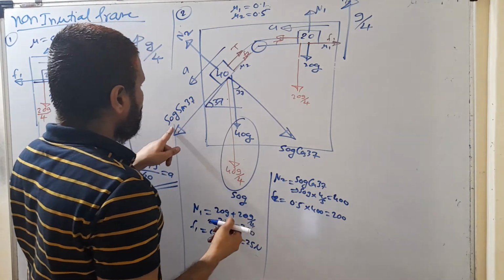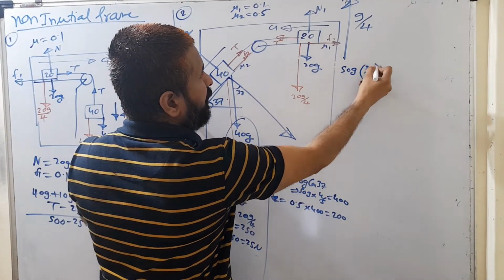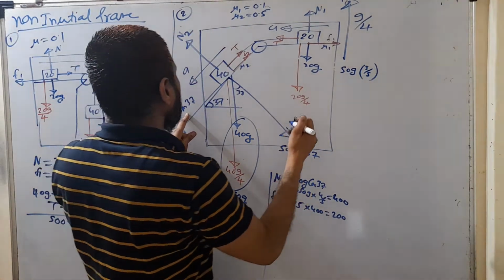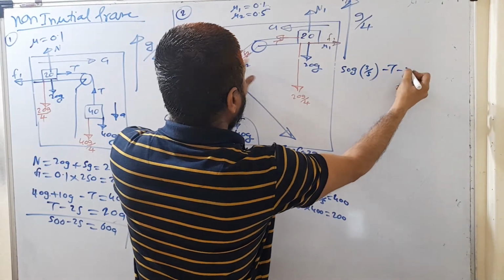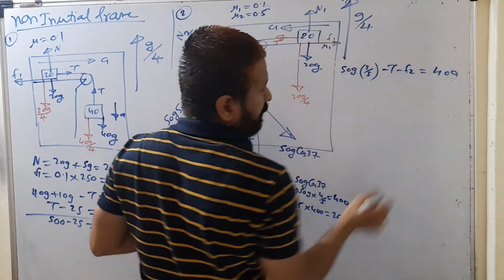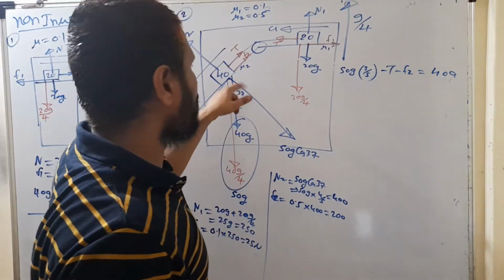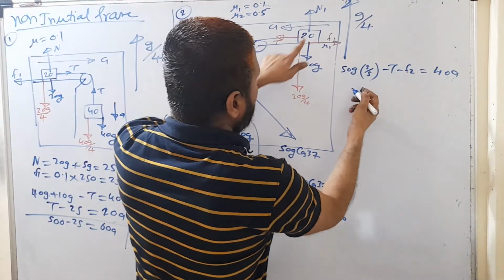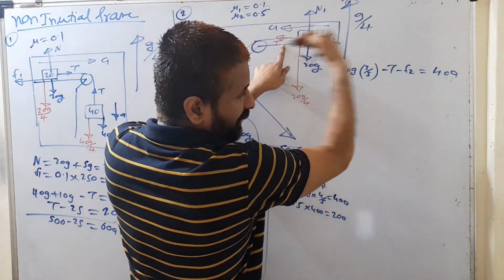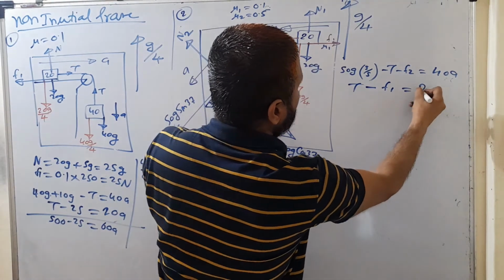Now I can write the equations and simplify this. For this block, if I am writing the equation, that is 50g sin 37. 50g sin 37 is what? 3 by 5. 50g sin 37 minus tension minus F2 is equal to 40a. The mass of the block is 40 and its acceleration is a. That is the equation I have written for the bigger block. For the smaller block, that block is of mass 20. So on this block only T is acting, T is acting in the forward direction. So T minus the frictional force, that is F1, is equal to 20a.